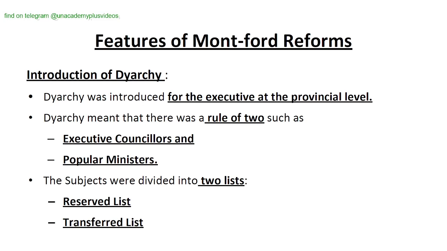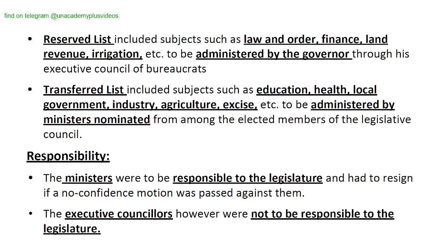The subjects were divided into two lists: the reserved list and the transferred list. The reserved list included subjects such as law and order, finance, land revenue, irrigation, etc., to be administered by the governor through his executive council of bureaucrats. The transferred list included subjects such as education, health, local government, industry, agriculture, excise, etc., to be administered by ministers nominated from among the elected members of the Legislative Council.